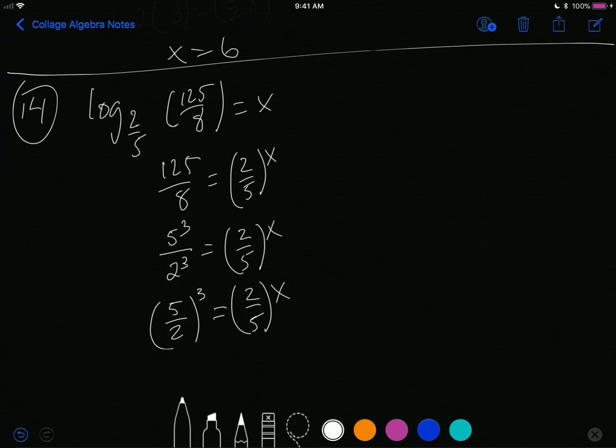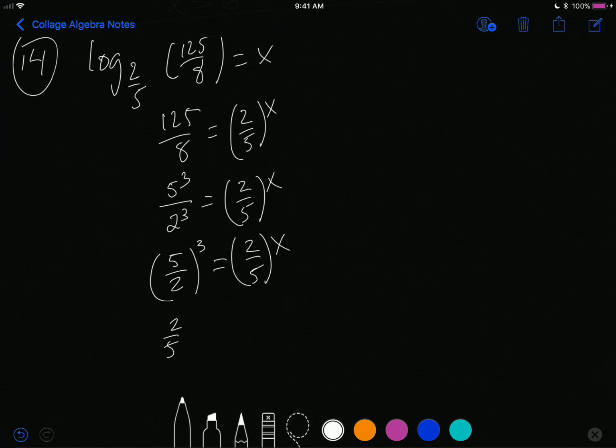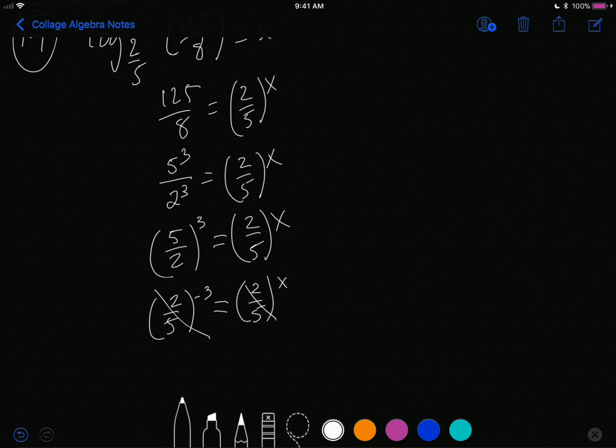And so I can... wait a minute. Base is not the same. What am I supposed to do in this situation? Aha! But look, the bases are almost the same. I need to flip the base. How do I get a reciprocal again? Oh yeah, you need a negative power. The negative sign does not mean multiply. The negative sign means flip the base. Now my powers are the same. Now I can see that x must be -3.